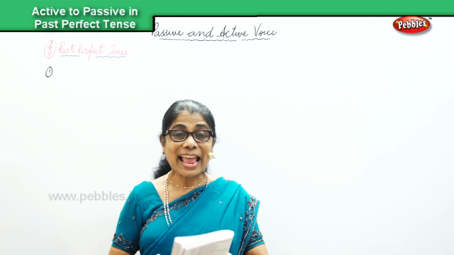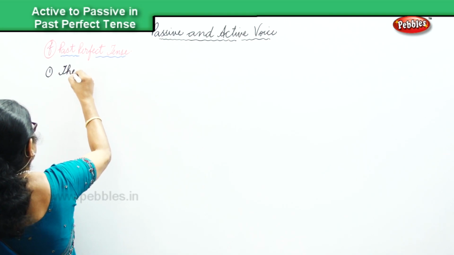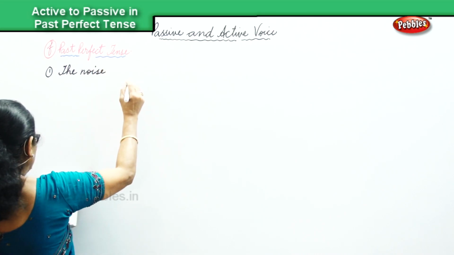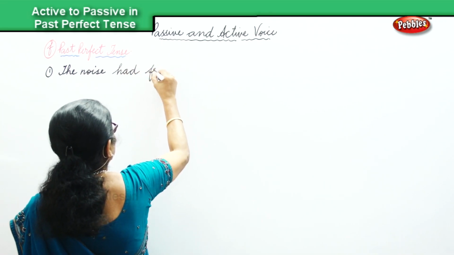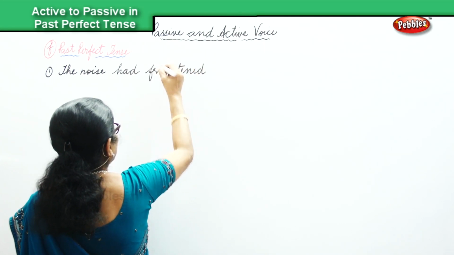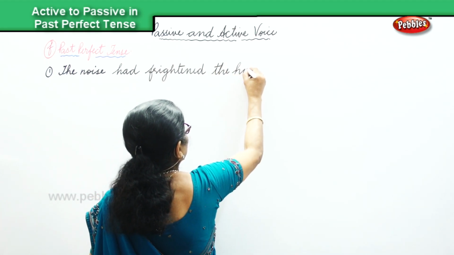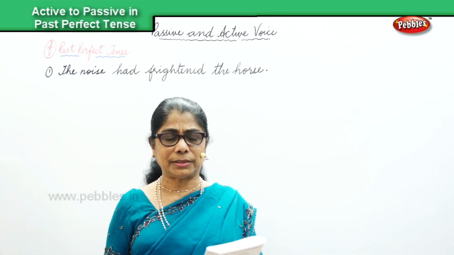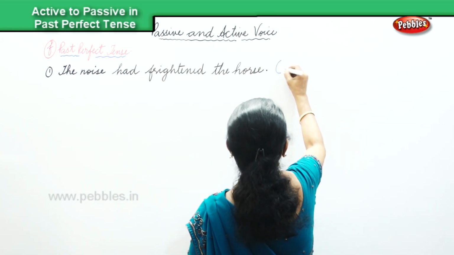the noise had frightened the horse. The noise had frightened the horse. That is the first sentence, and that is in the active voice. The noise had frightened the horse. That is active.